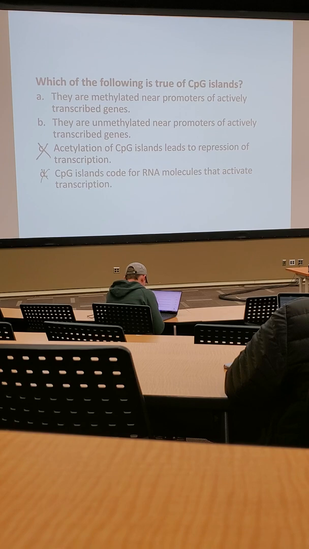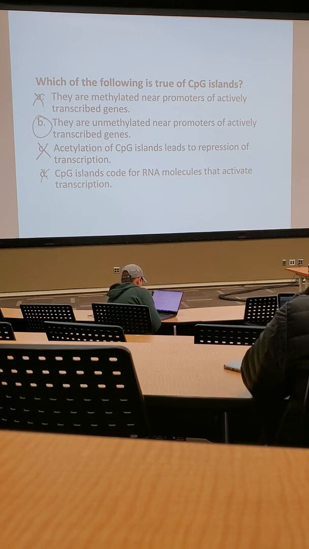So what does methylation do? It inhibits transcription. So that rules out A, right? If you have a bunch of methylated DNA, you're not going to be an actively transcribed gene. That leaves you with B. Unmethylated, the absence of methylation groups transcribes genes, right?